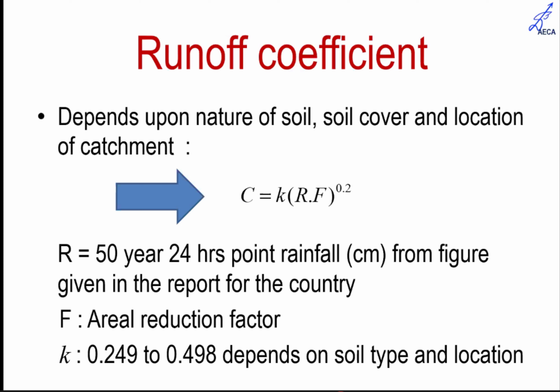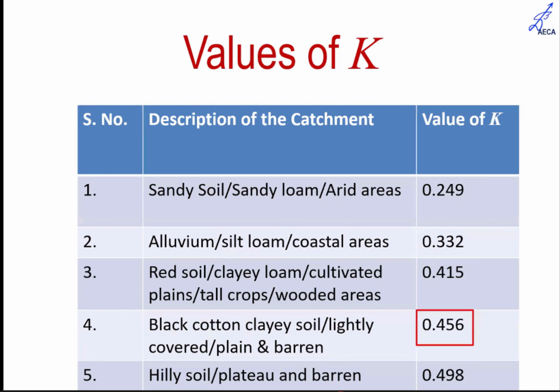The runoff coefficient depends upon the nature of the soil cover and the location of the catchment. It is generally expressed as a coefficient K times RF raised to 0.2. R is the point rainfall with the 50-year return period for 24 hours. F is the areal reduction factor, and this coefficient K varies from 0.249 to 0.498 depending on the soil type and the location. So what is the effect of this K?